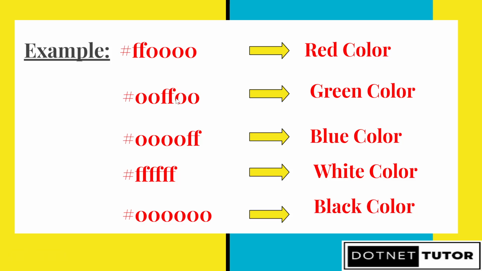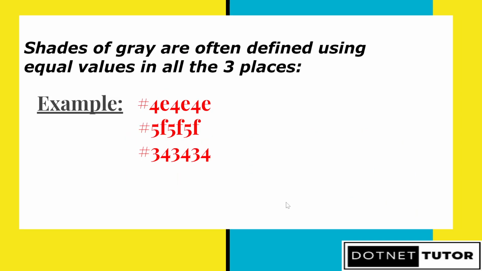If the F is in the middle, in the green position, it will reflect green color, and if the F is in the last digits, it will represent blue color. All of these have 6 hexadecimal places. If all 6 places are F, you get white color. If all are zeros, it represents black color.